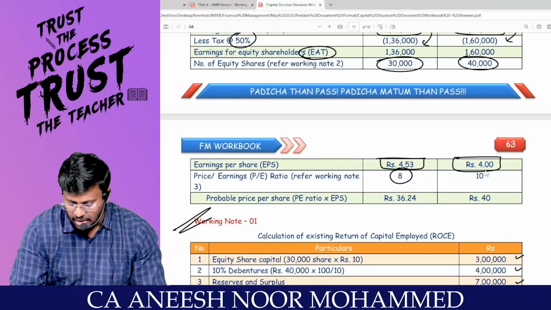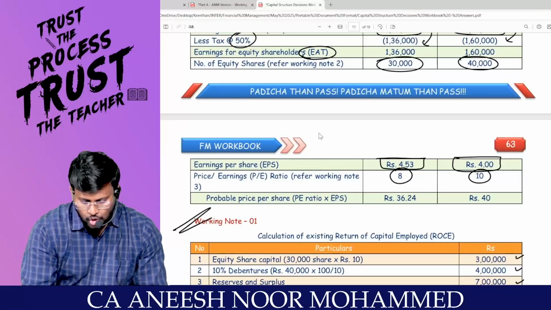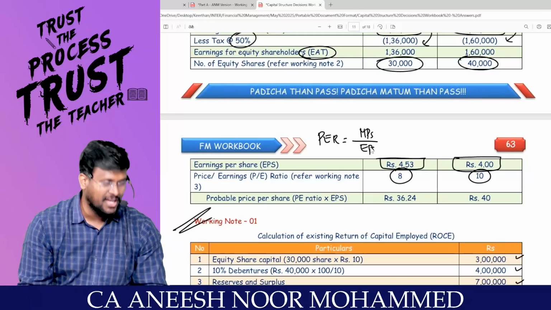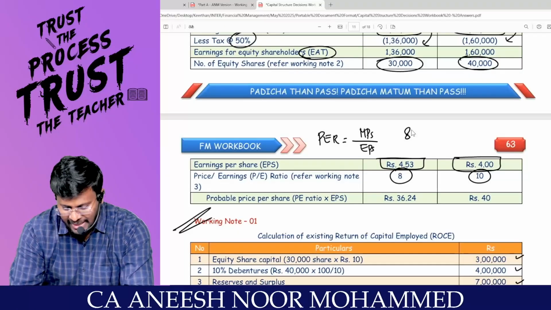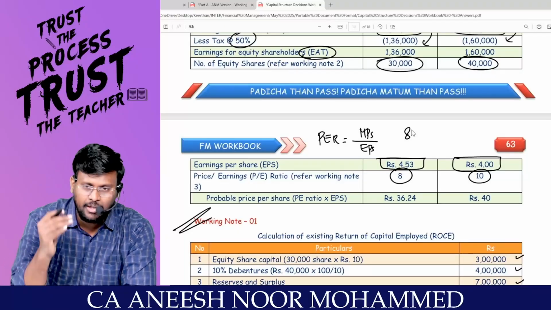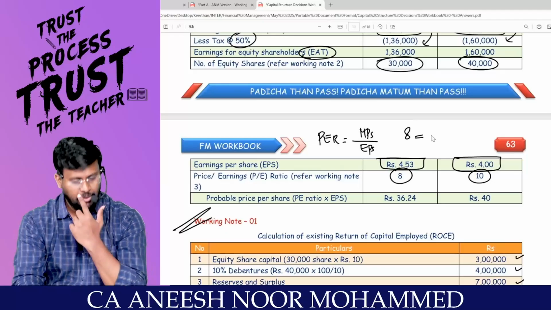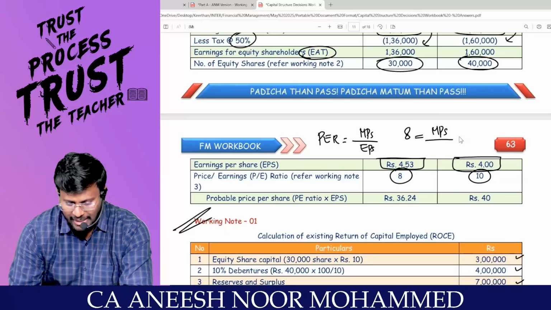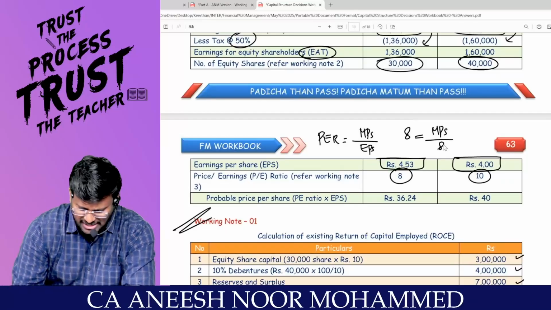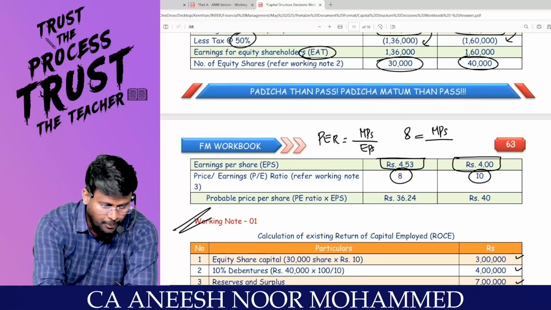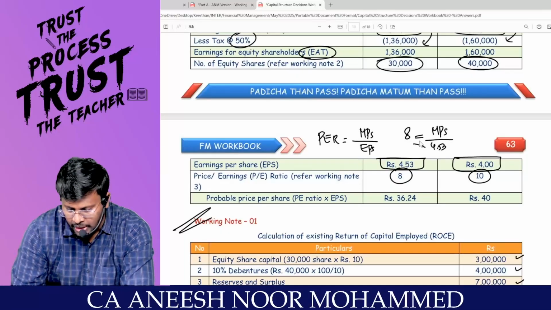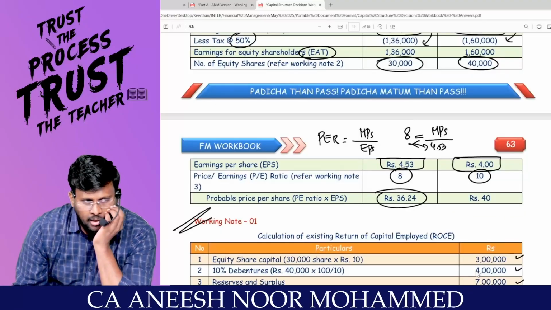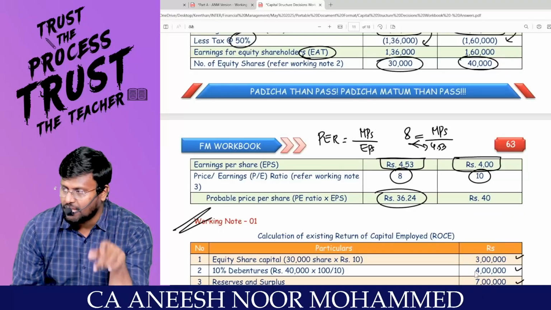Sir, is the price earning ratio given or not given? Given. So you know that price earning ratio is equal to MPS divided by EPS. If you inject debt into the capital structure, PE will fall to 8. MPS is what they want in the question. How much EPS? 4.53. So 4.53 into 8 comes to 36.24. Correct?